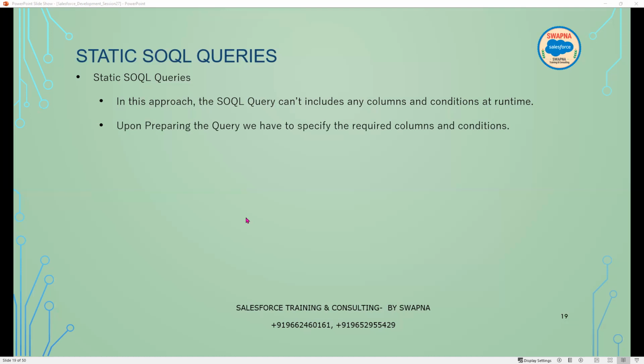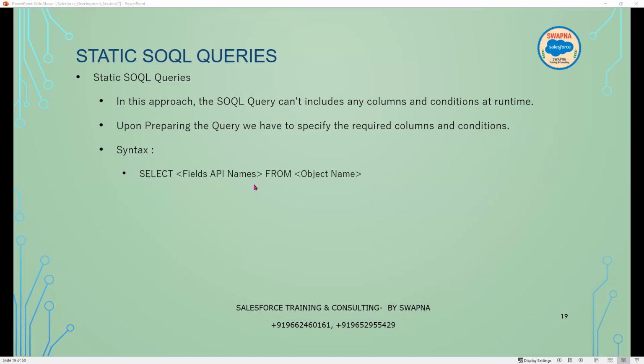upon preparing the query, we have to specify the required columns and the conditions. That means the syntax will be: select field API names from object API name. So this is the standard SOQL query.